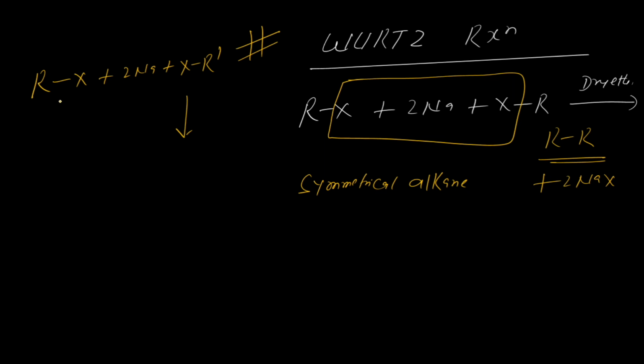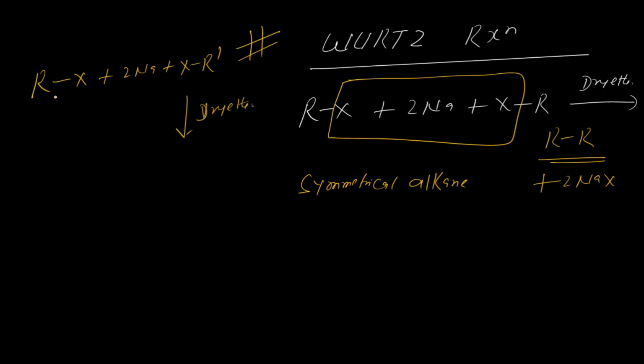Because when you take the alkyl halide, we don't take one molecule of alkyl halide. We take a number of molecules of alkyl halide. So there are three possibilities of formation. Three types of alkane can be formed from these two different types of alkyl halide when they react with sodium metal in presence of dry ether. How? Have a look here.